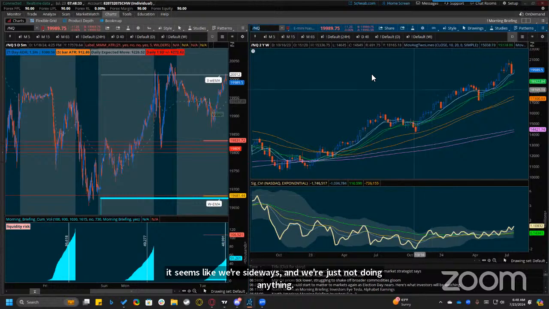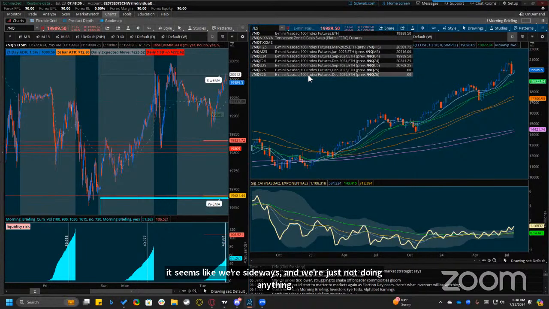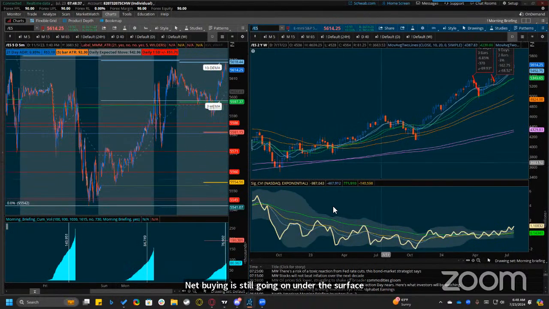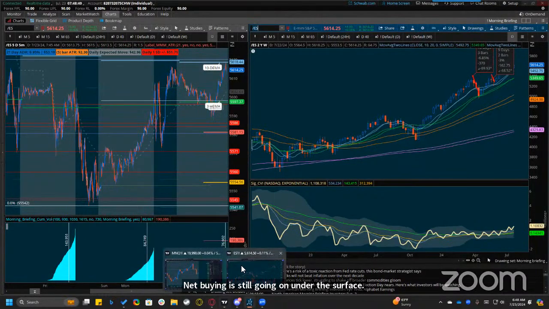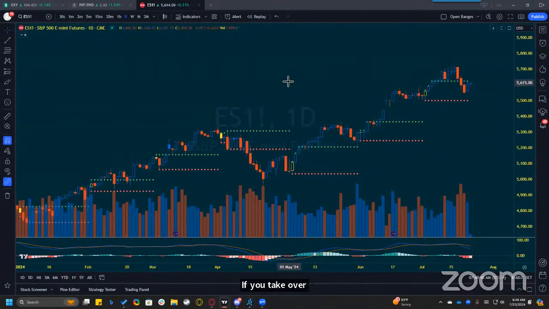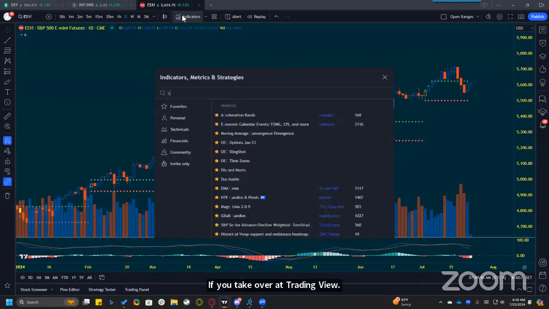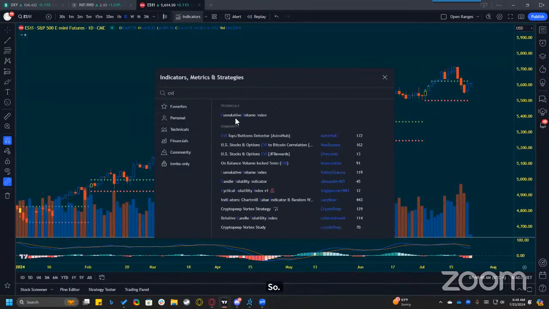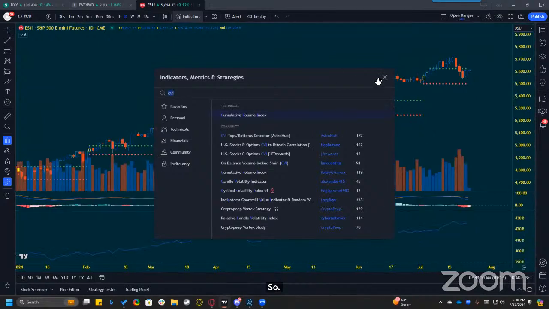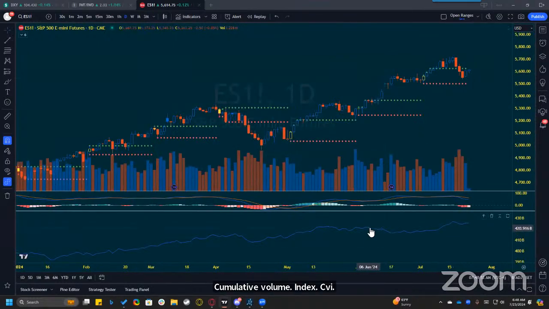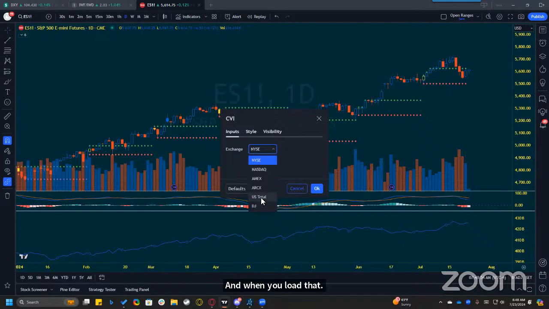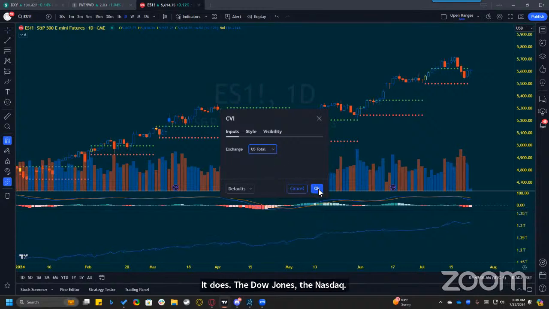Net buying is still going on under the surface. If you go over to TradingView, it's just an indicator: cumulative volume index, CVI. When you load that, you can double click on it and choose US total. It does the Dow Jones, the NASDAQ, so it's just all of them, right? Make it easy.